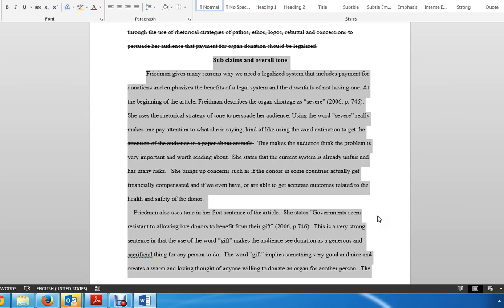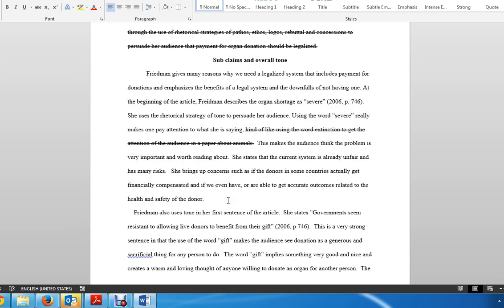If you want to talk about word choice, for this one, saying that she uses the word choice, honestly, even this, she brings concerns. What is the purpose of this paragraph? I'm not quite sure. What are you trying to say?